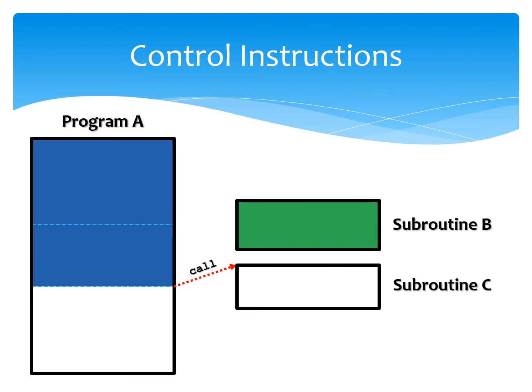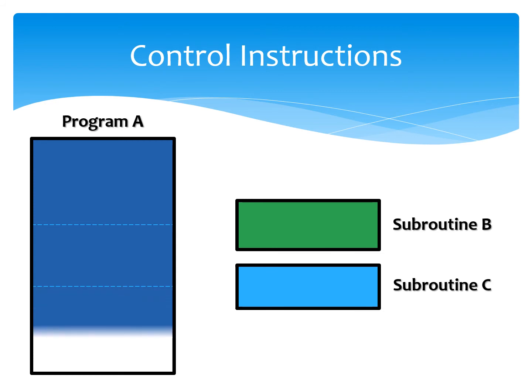Similarly, assume subroutine C stored in memory address C. In program A, the statement call C will transfer the control to subroutine C and start executing subroutine C. After executing subroutine C, the jump L instruction transfers the control to program A and continues executing program A.